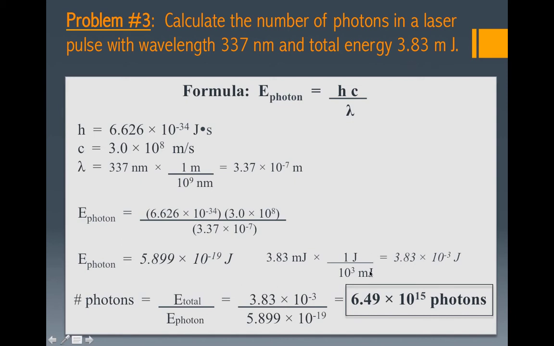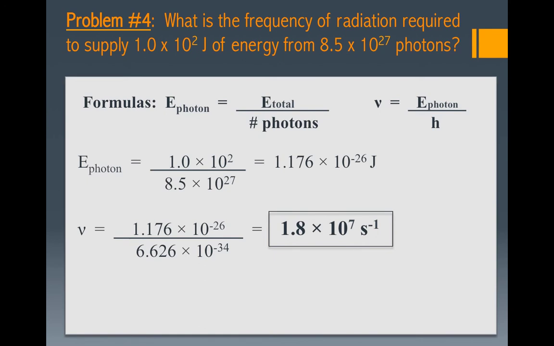This question asks for the total energy, so I'm going to have a second equation here, which is the number of photons equals the total energy over the energy of a single photon. So I'm going to use this to calculate how many photons there are with that energy. So I first changed 3.83 millijoules to joules to make sure the units are the same. A millijoule is just a normal milli, it's a thousandth. Then I divided those two numbers to get the number of photons to be 6.49 times 10 to the 15th.